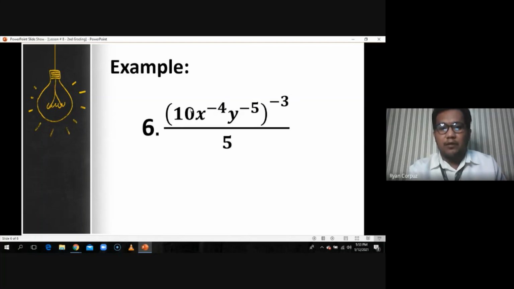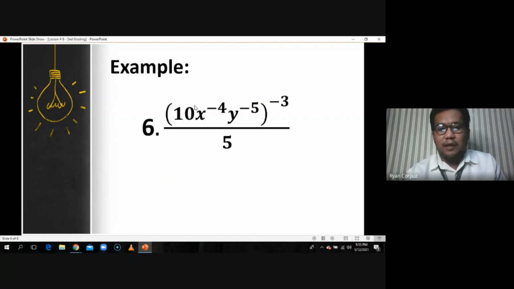So pag ginawa natin yon, magiging 10 raised to negative 3. Ito yon, 10 raised to negative 3. Then x raised to 12, y raised to 15. So positive na ngayon yon kasi we are multiplying both negative. Ang negative na lang ngayon is the exponent of 10. So sa madaling salita, ang gagawin lang nating positive na exponent ay yung 10 raised to negative 3.